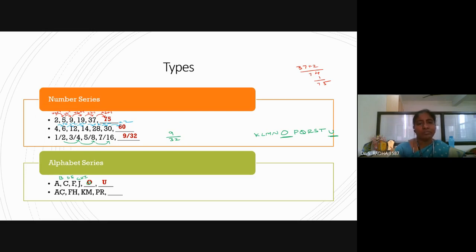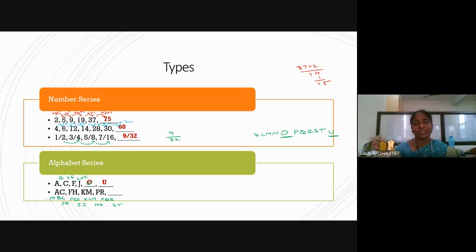Next question, alphabet series, A, C, F, H. Okay, here we have A, B, C, then D, E, F, G, H. Then after H, I, J, then K, L, M, N, O, P, Q, R, S, T. You might have observed what series is going on. So A and C are given. In between, one letter is skipped.